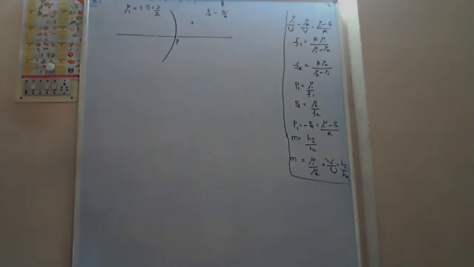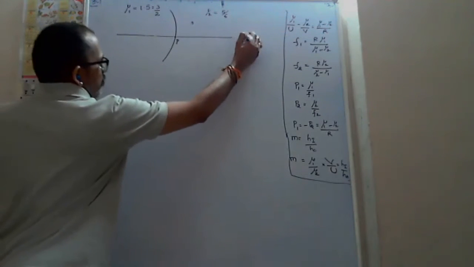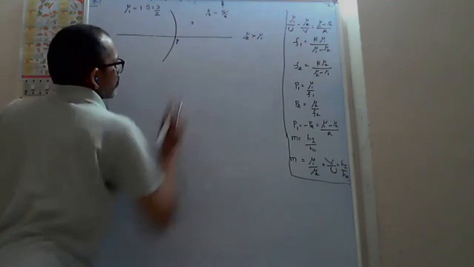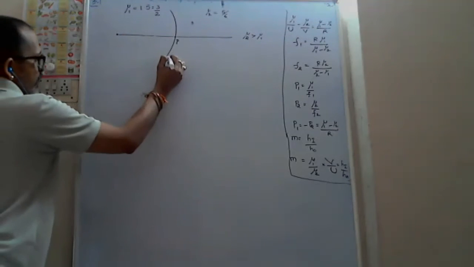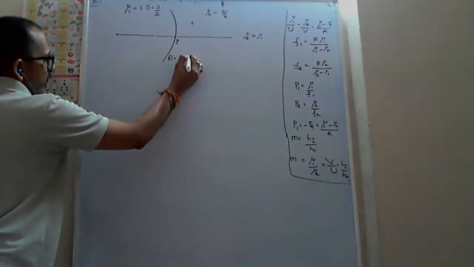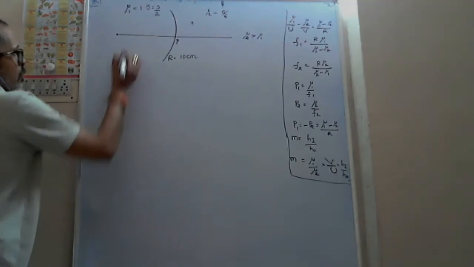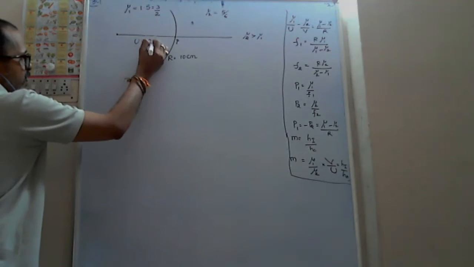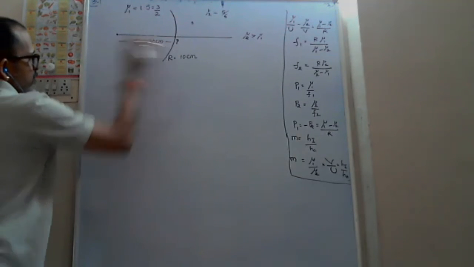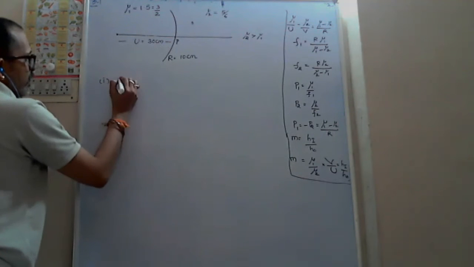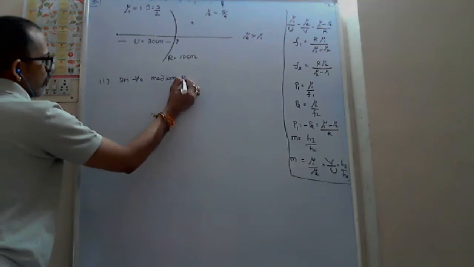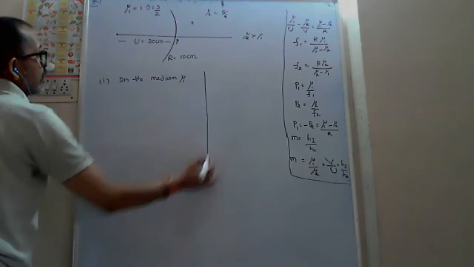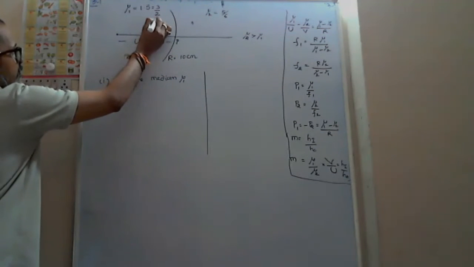Okay, Nana? I think mu 2 is greater than mu 1. Here, the question is, if the object is taken, the radius of curvature you take as 10 centimeters. The object is taken at a distance of 30 centimeters. First, in the medium mu 1. Okay, mu 1 is greater. Yes, sir. This is 1.5 again.